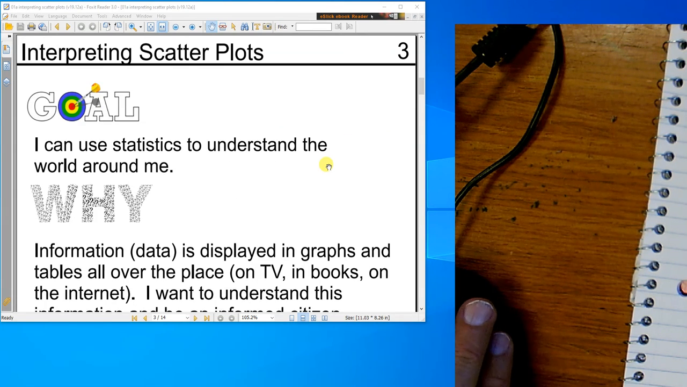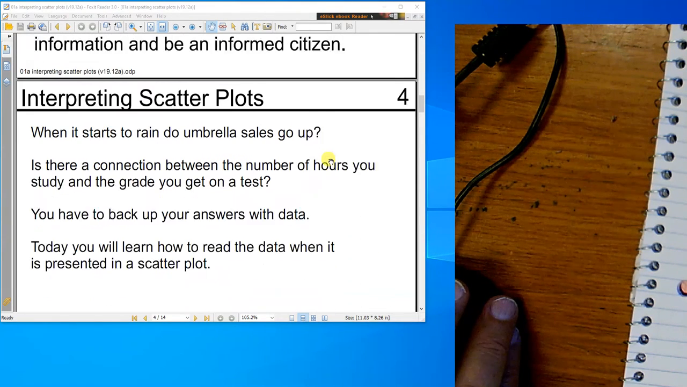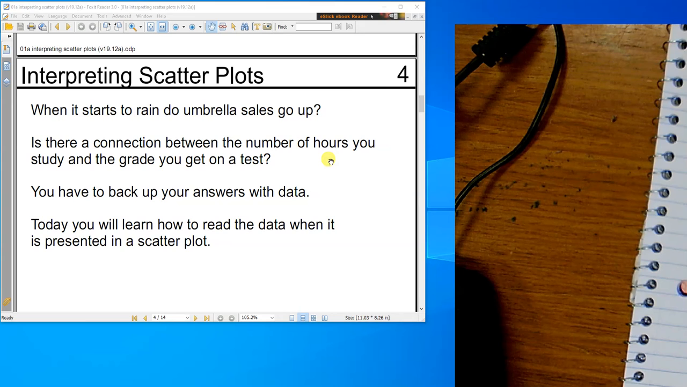Information, data is displayed in graphs and tables all over the place, TV, books, internet. I want to be able to understand this information and be an informed citizen. When it starts to rain, do umbrella sales go up? Well, probably. Is there a connection between the number of hours you study and the grades you get on a test? Yeah, probably. You have to back up your answers with data, though.